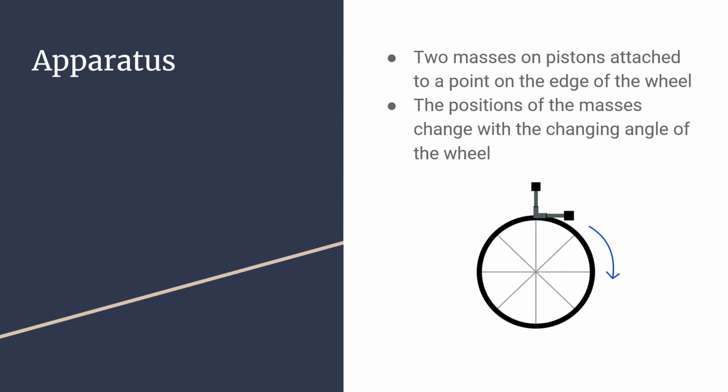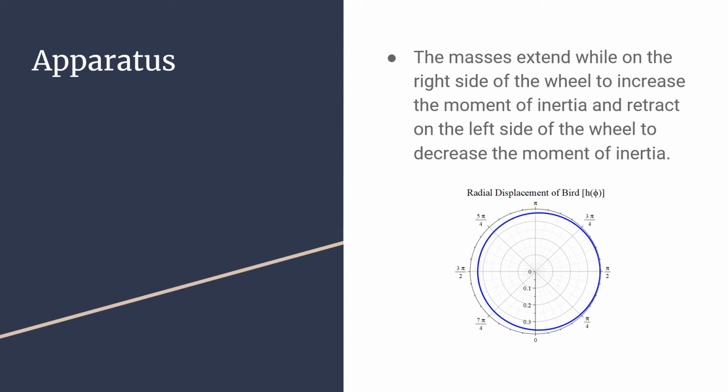So our setup includes two pistons attached to the end of a wheel, one moving radially outward from the wheel and one moving tangential to the wheel. And the positions of the masses change with the changing angle of the wheel. So as the wheel rotates, the masses extend on the right side of the wheel while the masses are moving downward, and retract on the left side of the wheel while the masses are moving upwards, in order to increase the moment of inertia on the right side of the wheel and decrease the moment of inertia on the left side of the wheel.